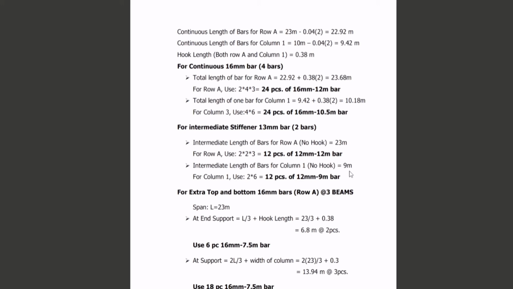Then, sa column 1 naman, 9 meters to. So, magkakasya talaga dito yung 9 meter bar. So, isang 9 meter bar times 2 tapos 6 na number of beams. So, 12 pieces pa rin.